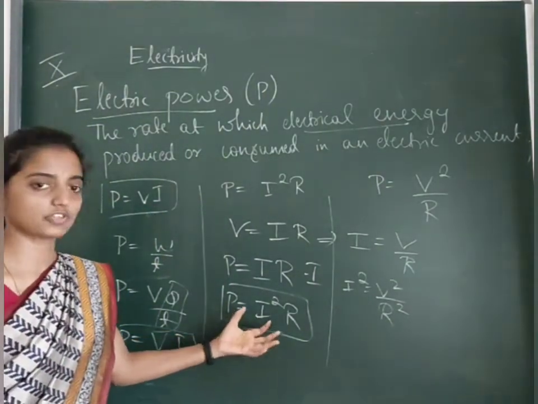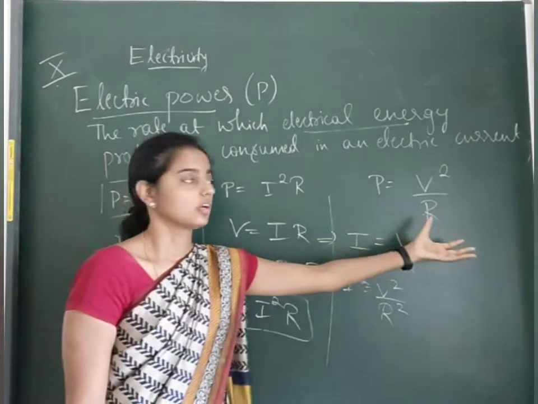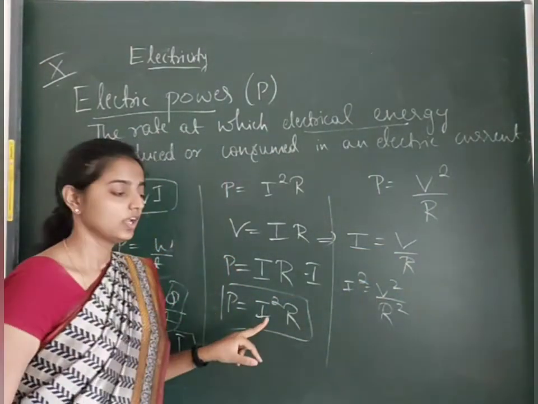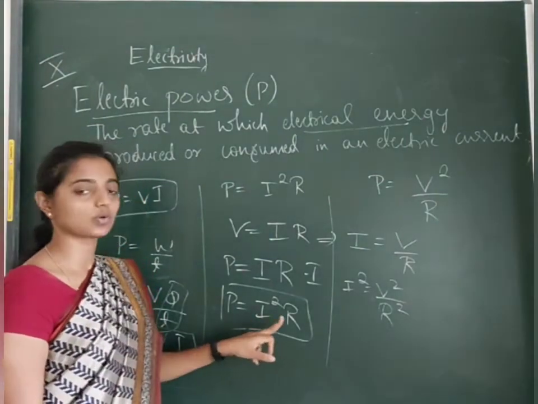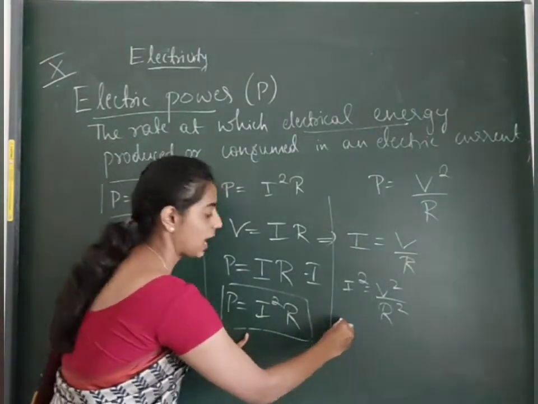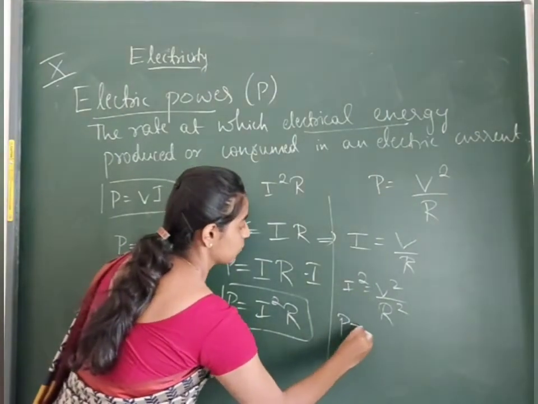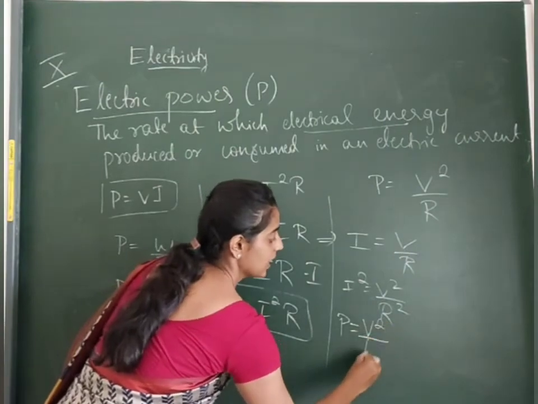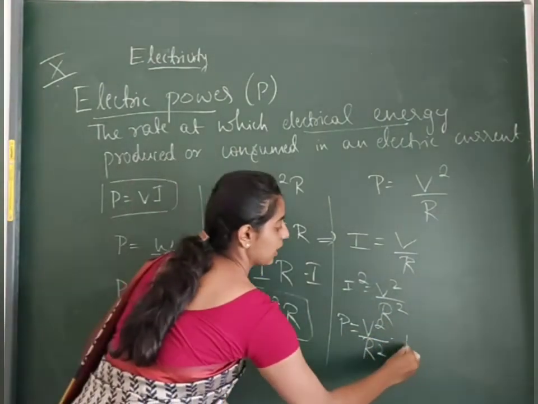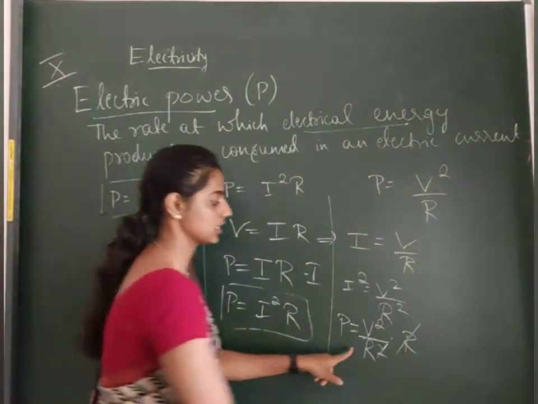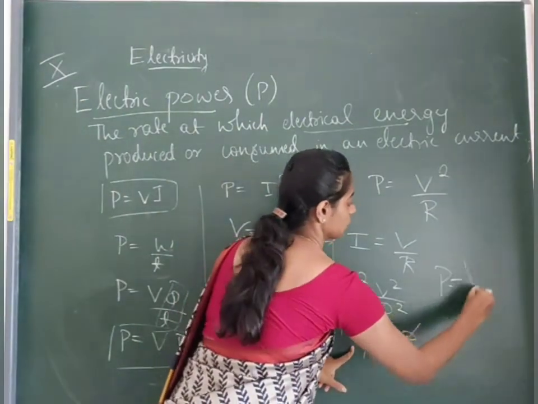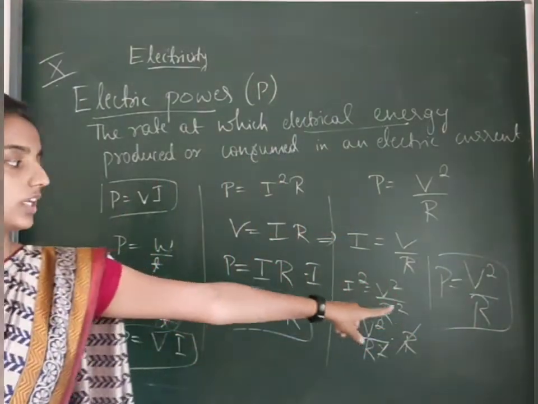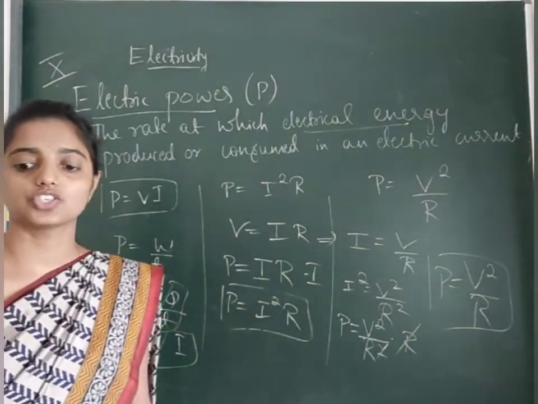Now to derive this equation, let us use the second equation. Substitute this value in the second equation, that is P is equal to I square R. So what happens? P is equal to, what is the value of I square? That is V square by R square, and one more R we have here. This R and this R get cancelled, and P is equal to V square by R is what is left. That is how we got the third equation.